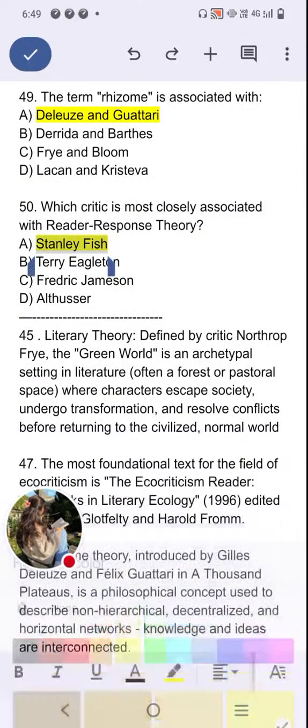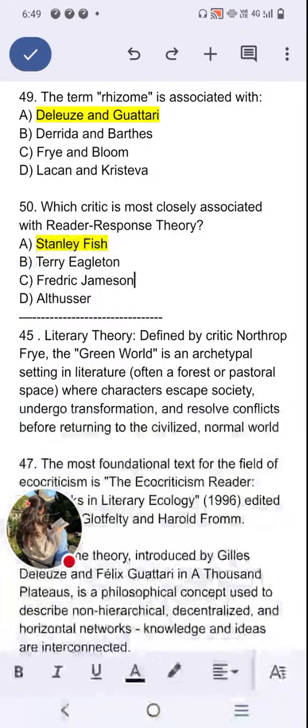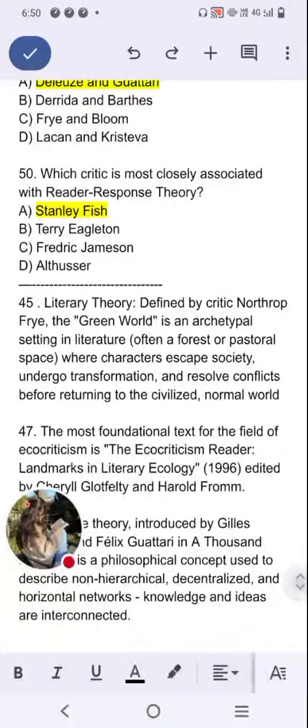And with that, we come towards the end of our mock test 2. And this time we looked mostly at a lot of literary theory and criticism works.